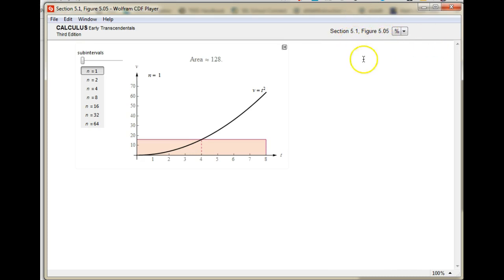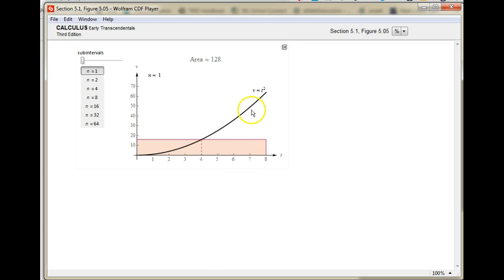It's figure 5.05. And what they've done is they've taken the function v equals t squared, and they have drawn a rectangle over the interval from 0 to 8. And you can see that the height of this rectangle is given by this particular y value on the function. And so the idea is that we could use the area of this rectangle to approximate the area under the curve. And I will tell you, this is not a great approximation.